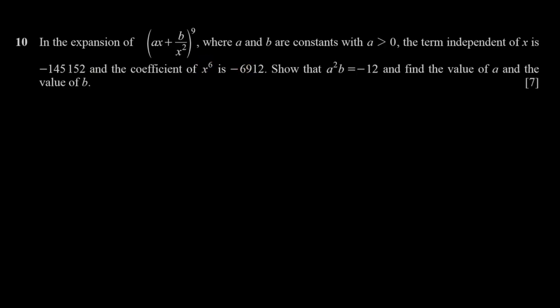We want to show that a squared times b is equal to negative 12. We want to find the value of a and the value of b. It's going to be very, very tedious to expand this whole thing because it's going to have 10 terms. So what we want to do is think a little bit more intelligently about this.